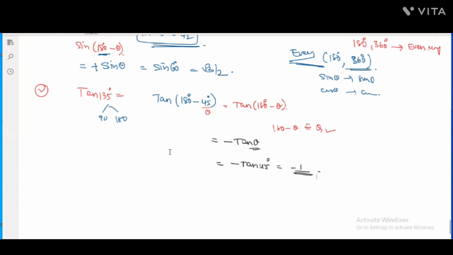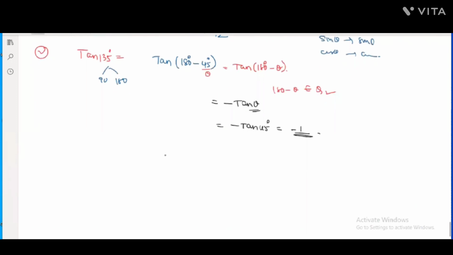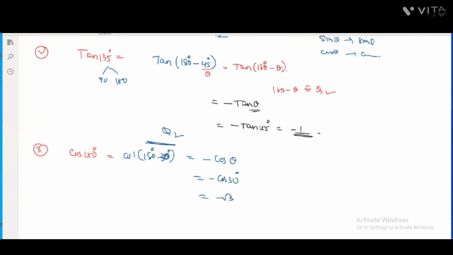So let's see one more question. That is the third one. Cos 150 degrees. How can we write it? Cos of 180 minus theta. This also belongs to Q2 only. So cos is negative, so minus cos theta. We can write this as 180 minus 30, which gives minus cos theta, that means minus cos 30 degrees. So we get minus root 3 by 2.